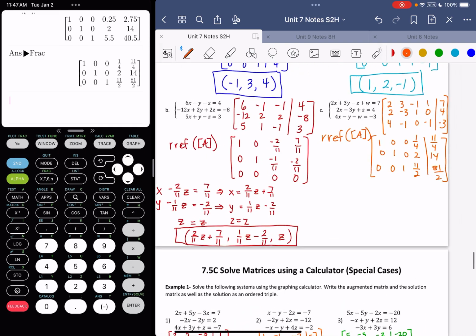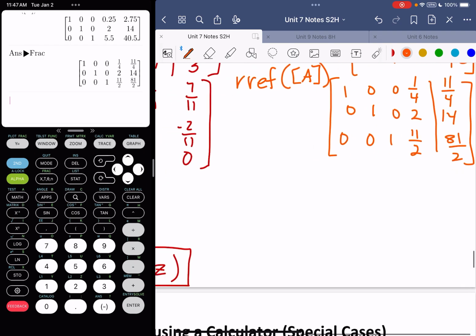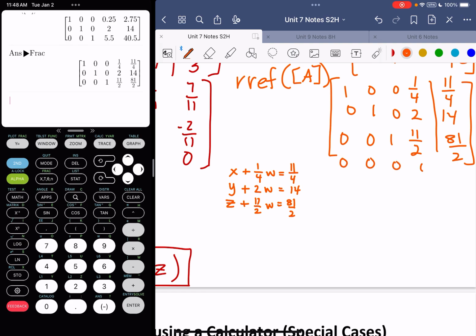Let me write that down, but I'm going to zoom out here to give myself a little bit more room to write. So this first row is going to be x plus 1/4 w equals 11/4. The next line would be y plus 2w equals 14. And then z plus 11/2 w equals 81/2. And then we have to talk about w. We think of this like an invisible row of zeros because we do want 4 variables, right? So in this case, w would equal w.